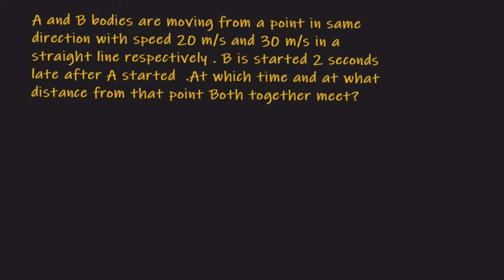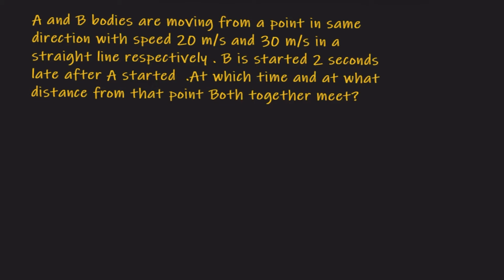Next question. A and B bodies are moving from a point in the same direction with the speed 20 meter per second and 30 meter per second in a straight line respectively. B started 2 seconds late after A started. At which time and what distance from that point both together meet?